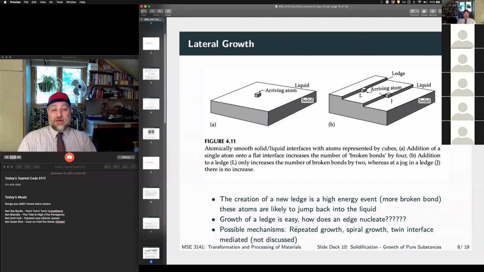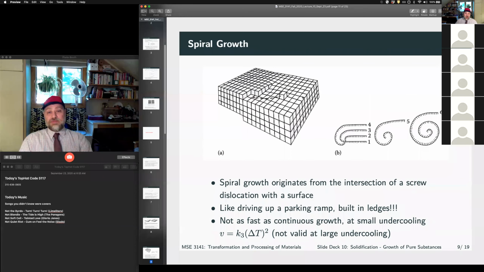So there's a couple different ways we can grow a ledge. We have repeated nucleation, where we nucleate a cluster here, a whole cluster that comes down at once. We could have spiral growth, or there's twin interface mediated processes that we're not really going to discuss because they're sort of special cases and the physics doesn't relate back to anything. Spiral growth is kind of the easiest to get a handle on.